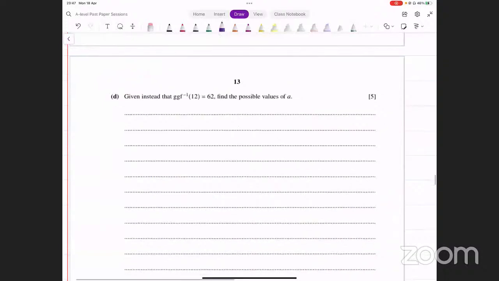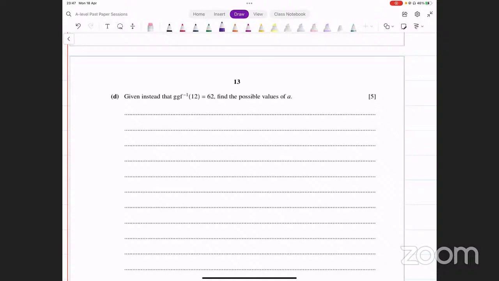Let's move on. Now it says given instead that g of g of f inverse of 12 equals 62. Find the possible values of a. Now it's a composite function, but it's a relatively complicated composite function because में तीन functions आ गए हैं जिनको आपने composite function find करना है.